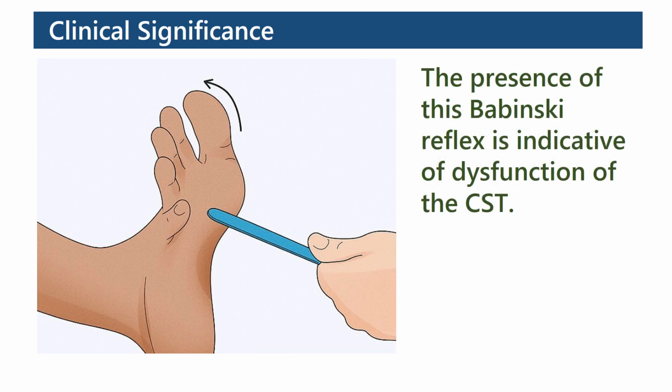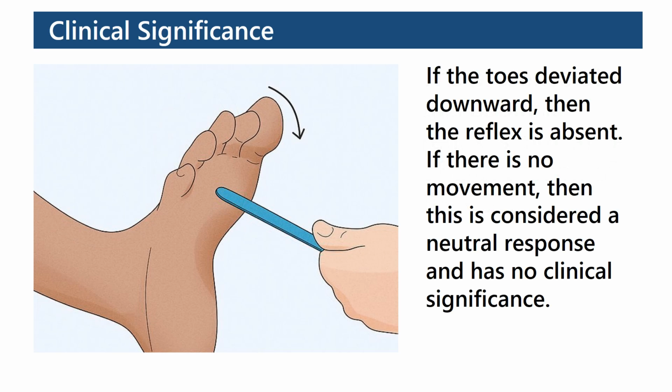The presence of this Babinski reflex is indicative of dysfunction of the corticospinal tract. If the toes deviate downward, then the reflex is absent. If there is no movement, then this is considered a neutral response and has no clinical significance.